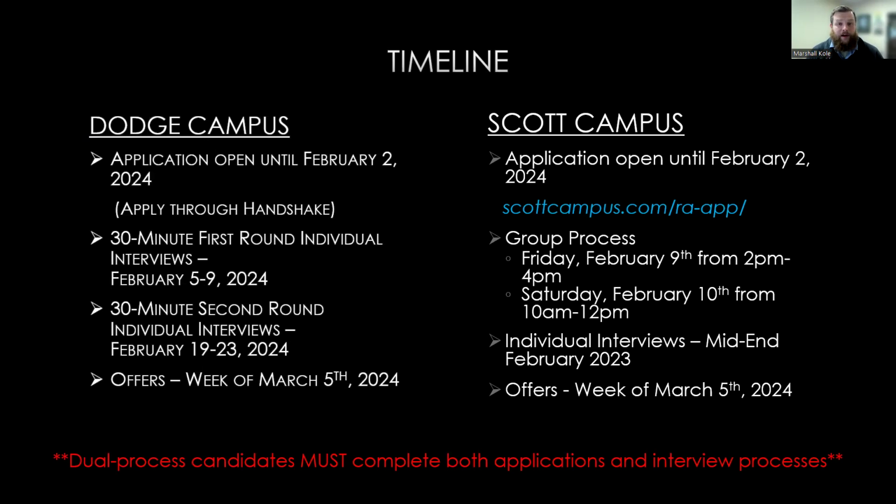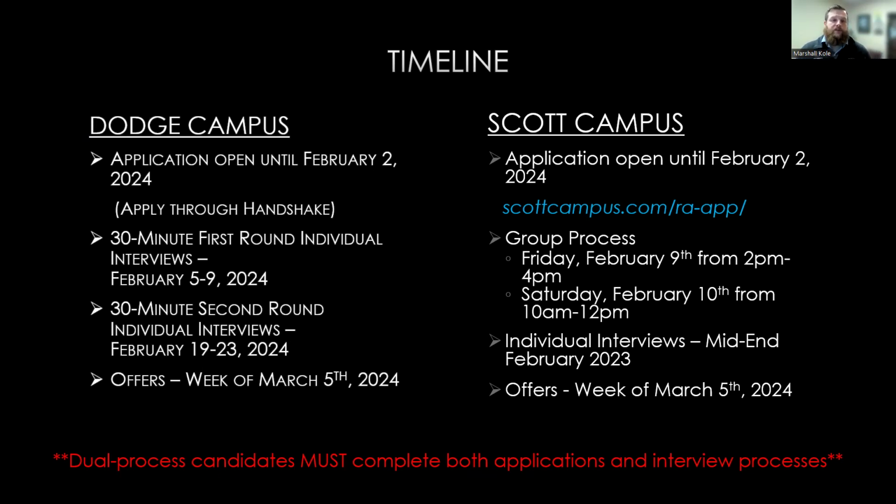The timeline for applying for the 24-25 academic year really starts now. The application is open and can be completed up to February 2nd. There are 2 processes. There's an application for Dodge campus and an application for Scott campus, and then an interview process for Dodge campus and an interview process for Scott campus. So I'll talk through each of those separately.